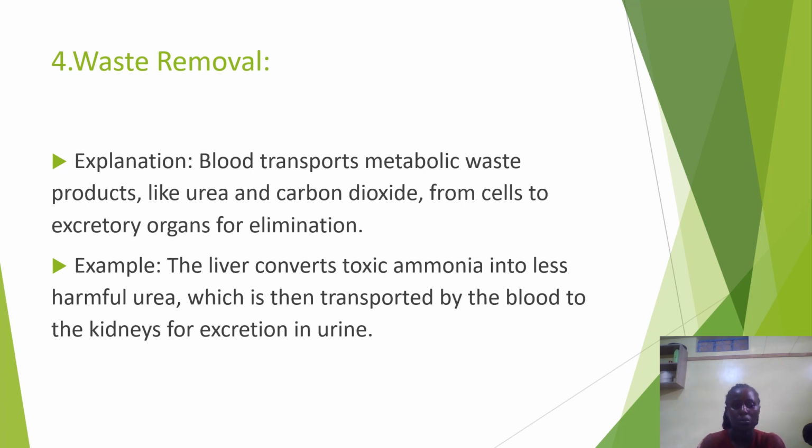Another one is waste removal. Blood transports metabolic waste products like urea and carbon dioxide from cells to excretory organs for elimination. Some of the excretory organs are the lungs. Lung is an excretory organ. Another excretory organ is the liver, which converts toxic ammonia into less harmful urea, which is then transported by blood to the kidneys for excretion in urine.